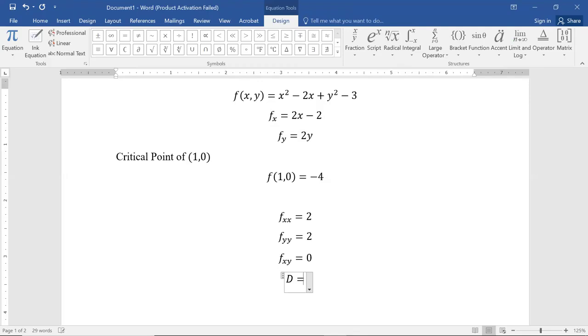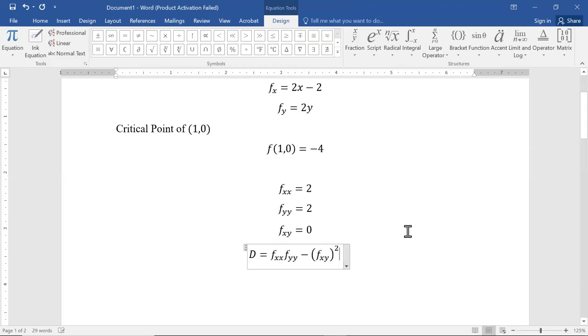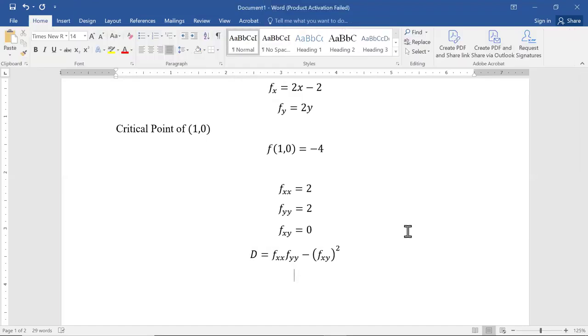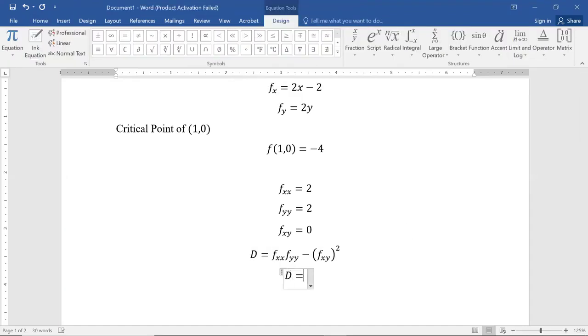That means the D, which remember was f sub xx at the critical point, times f sub yy at the critical point, minus f sub xy at the critical point squared. What we end up getting for D is 2 times 2 minus 0. So we get a 4.